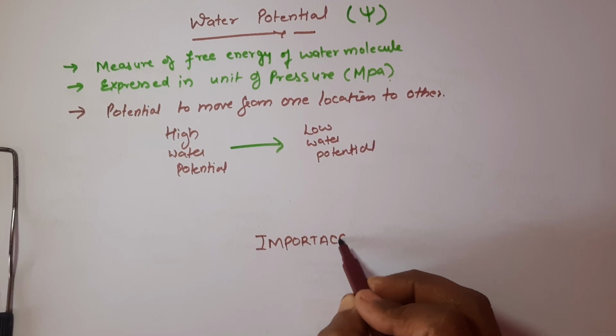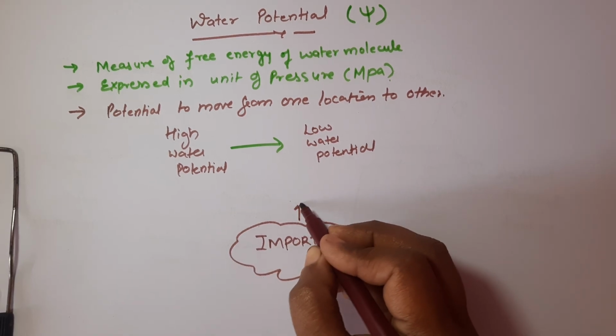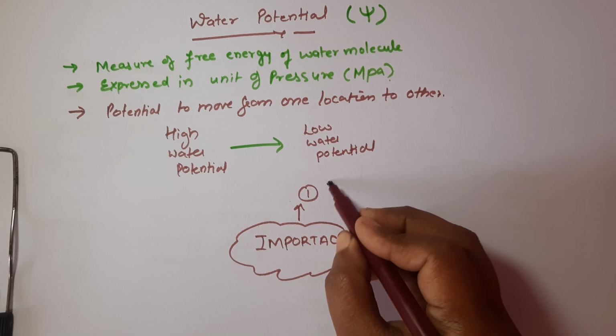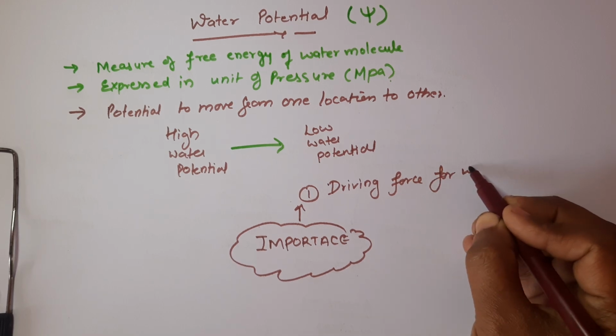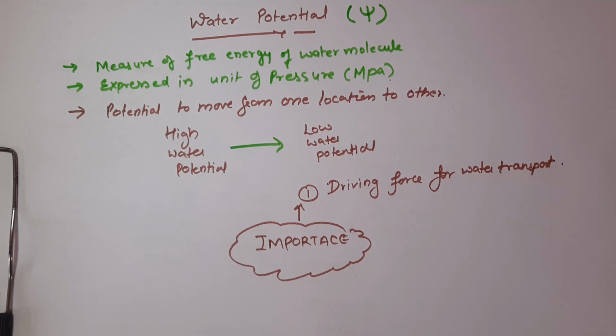Now we are going to talk about the importance of water potential. First, it is essential for water transport. It acts as a driving force for water transport. This water potential acts as the primary force and moves the water from the soil, through the root and xylem, to the leaves. This movement of water is due to the primary force of water potential.